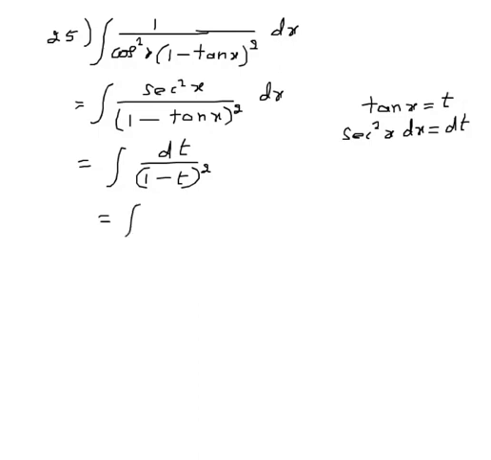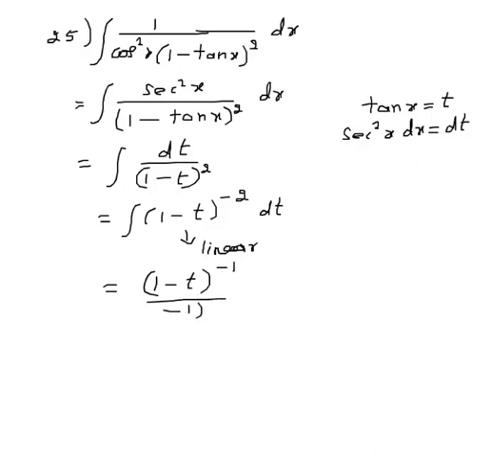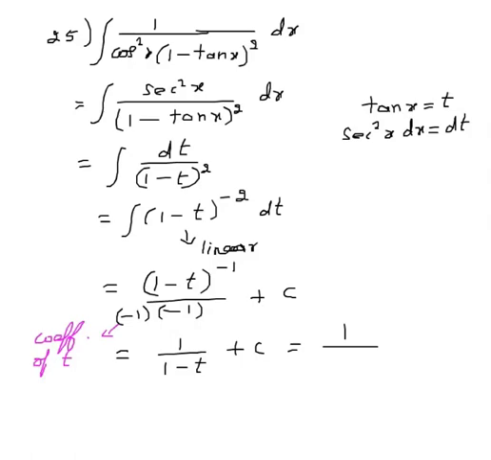And 1 minus t is a linear function. Let us write this as 1 minus t the whole power minus 2 dt, and use the x power n plus 1 by n plus 1 formula because this is a linear function. That's how we could use the formula. So it becomes 1 minus t whole power n plus 1, so minus 1, divided by minus 1, and don't forget to divide by the coefficient of t. This is 1 divided by 1 minus t plus c. This minus 1 is the coefficient of t. And substitute for t, the answer is 1 divided by 1 minus tan x plus c.